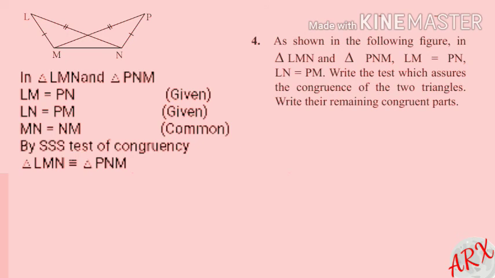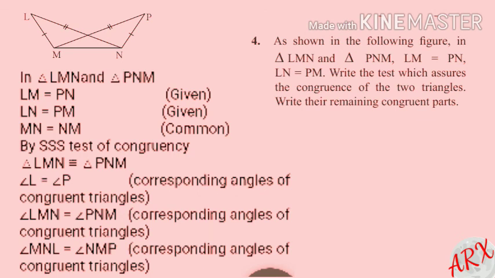Now we will write remaining congruent parts of two congruent triangles. Angle L congruent to angle P, angle LMN congruent to angle PNM and angle MNL congruent to angle NMP, corresponding angles of congruent triangles.